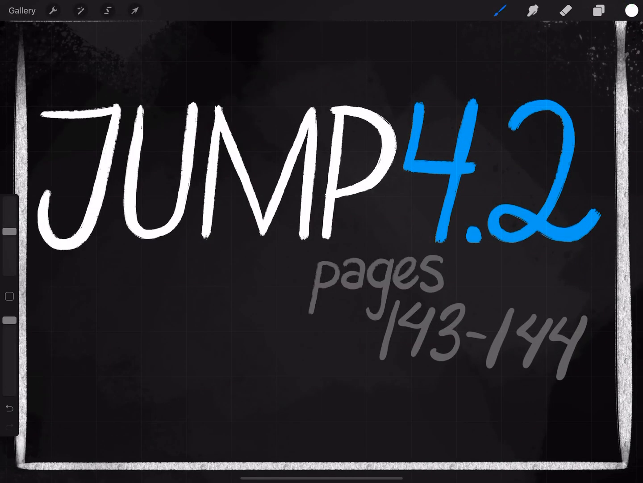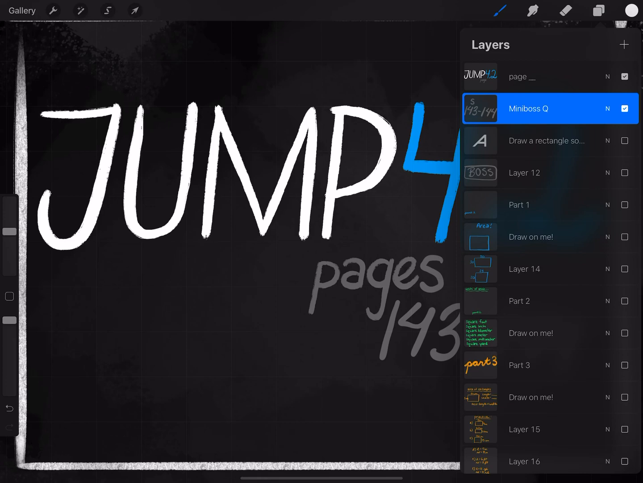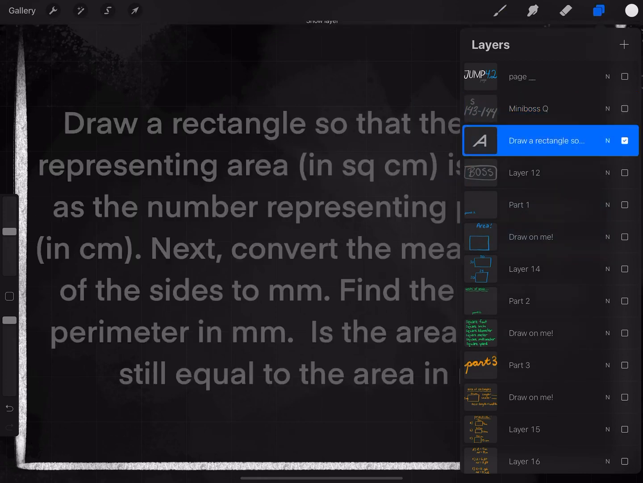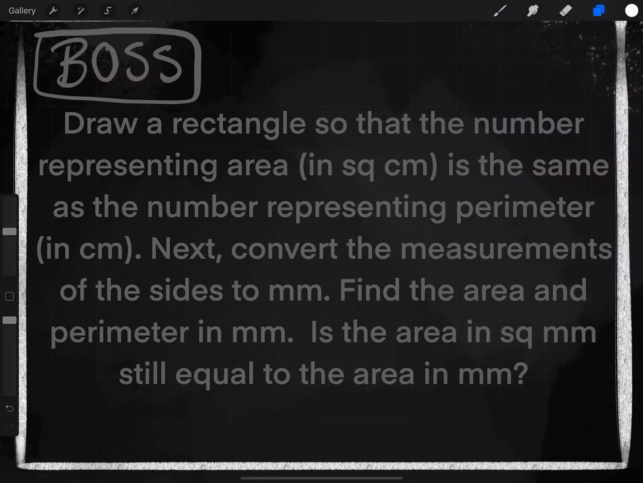Here's our short jump lesson for pages 143 to 144 on the area of rectangles. Here's our boss question. It's kind of with two parts. Draw a rectangle so that the number representing the area will be the same as the number representing the perimeter. So perimeter and area have to be equal.